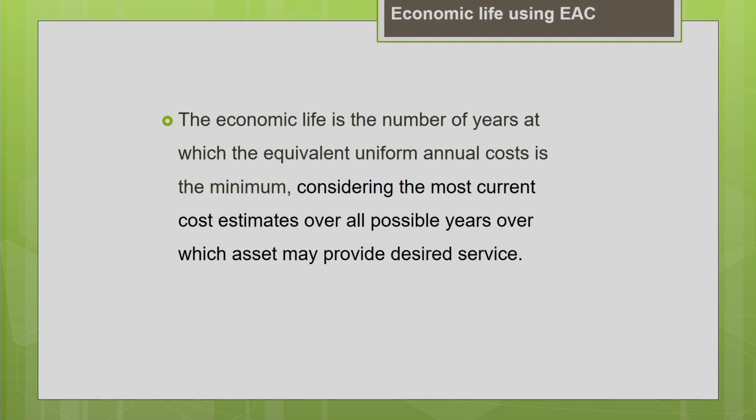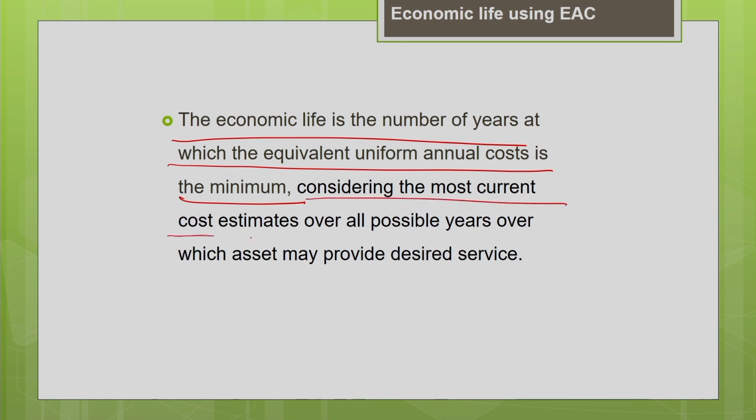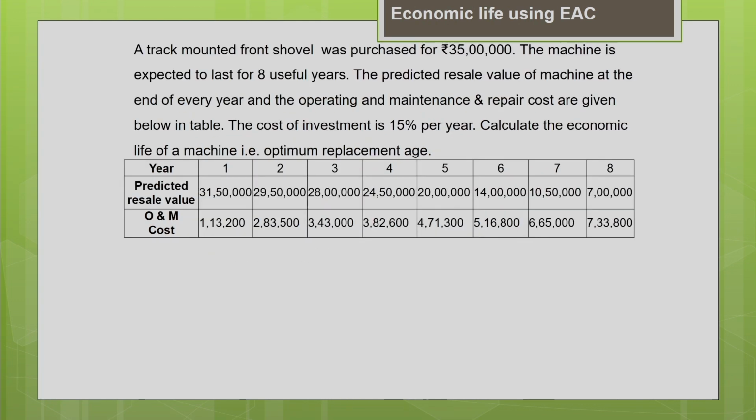Basically, economic life is the number of years at which the equivalent uniform annual cost is minimum. So we are going to calculate the equivalent uniform annual cost and find at which time period it is minimum. That is the economic life of the machine. You have to consider the most current cost estimates over all the possible years over which your asset may provide the desired service, to get an accurate picture of the replacement time. So now let us work out a problem.